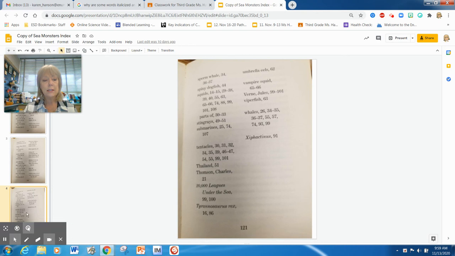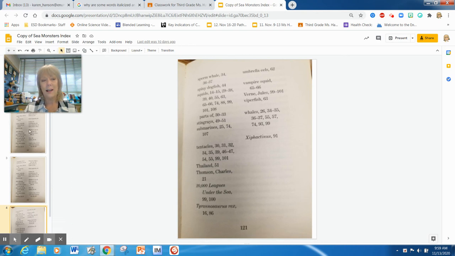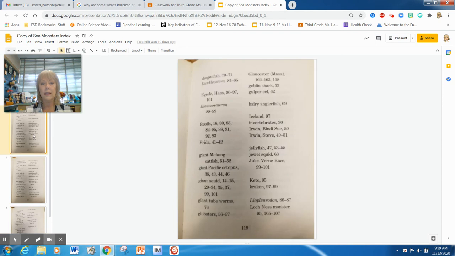So use your indexes whenever you are asked to cite a source and cite the page. You can say, I know there was a paragraph somewhere that was talking about the hairy anglerfish. So I'm going to go to my index. Where was it? I'm going to look under hairy, which starts with an H, and it's going to tell me to go to page 69. So I will go back to page 69 and be able to find that.